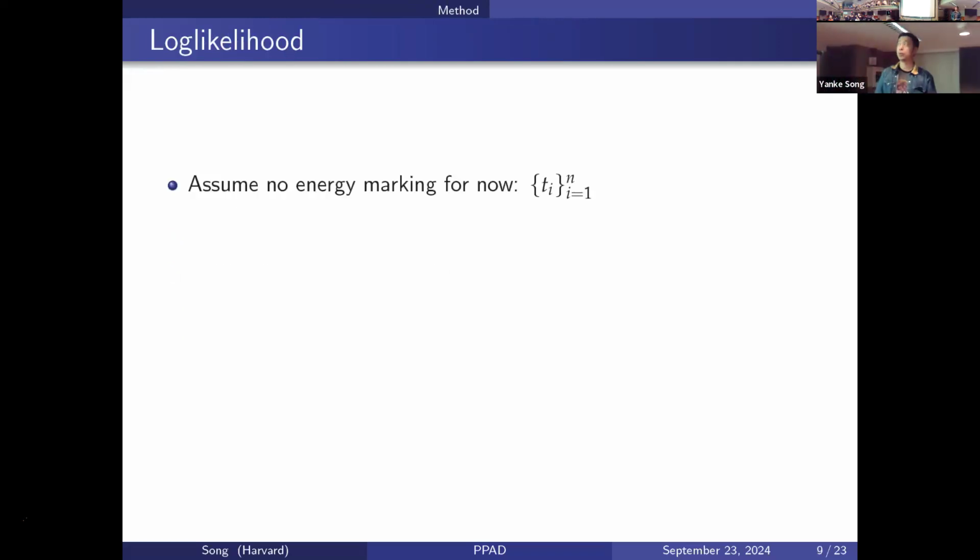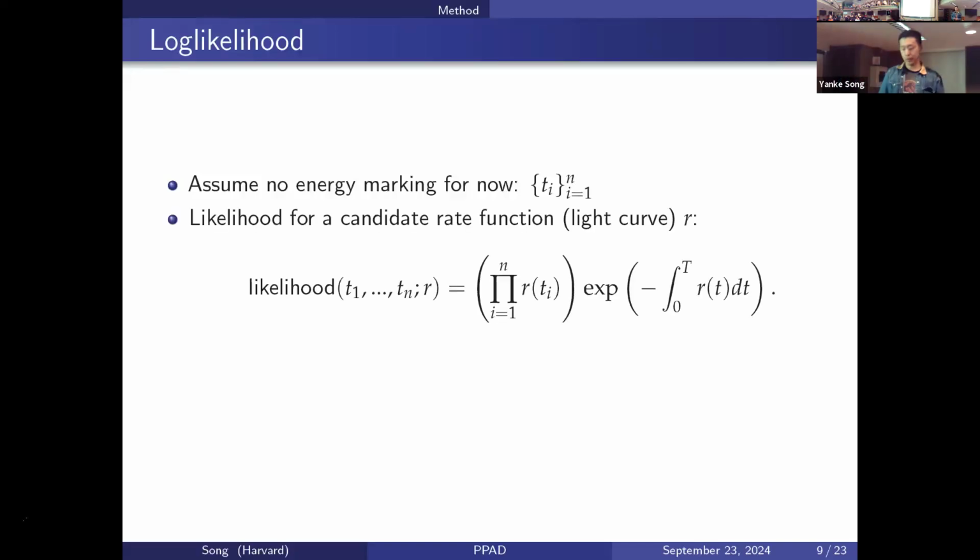Great. So I'm going to introduce our method. As a further simplification, I'm first going to ignore the energy markings, but I'm going to add them back later. If they're ignored now, we just have a series of time points recording the arrival time for the photons. Suppose we have a hypothesized light curve rate function R. Then this formula is a very well-known formula from both statistics and astronomy: the likelihood of observing this event file given this hypothesized light curve is given by this formula. This is just the Poisson likelihood formula that I take from the literature.